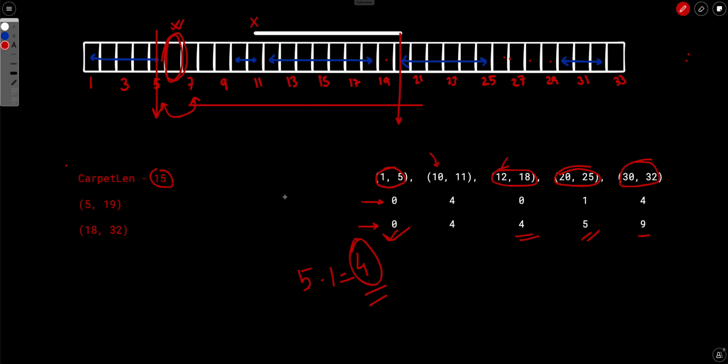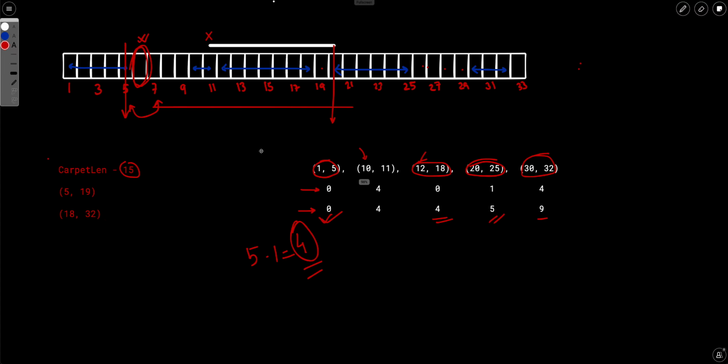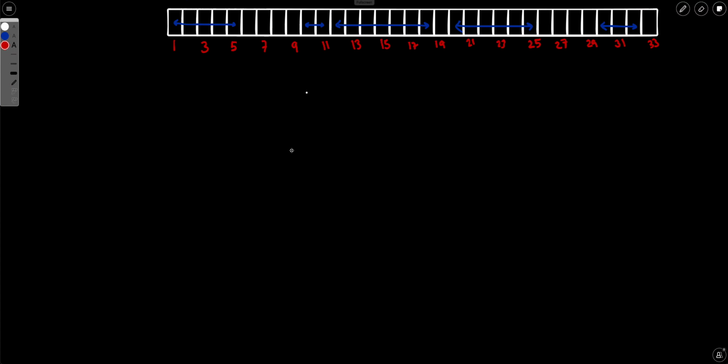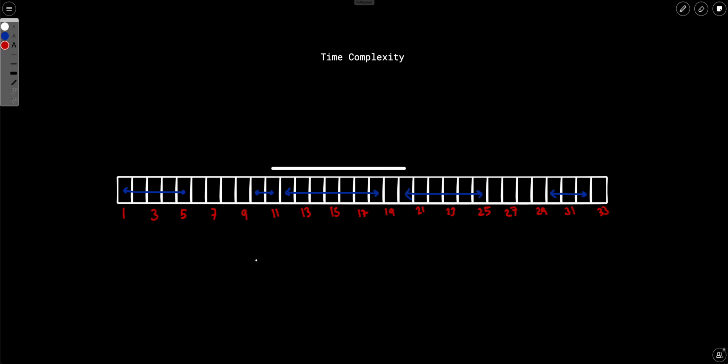So hope this point is clear. Though we will not require it in our final solution, I just want to point out that this is one corner case that we need to handle if we have to find out something like this. Now, let's quickly see how we have progressed and calculate the time complexity.